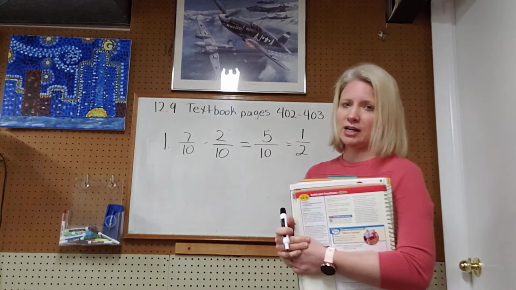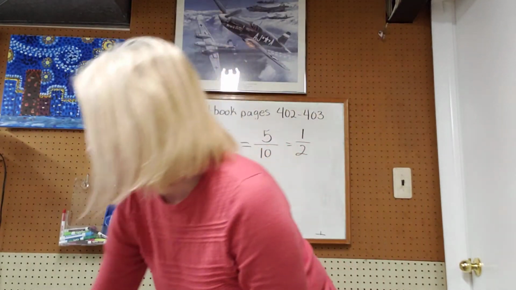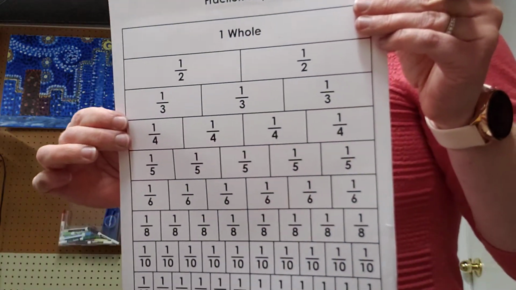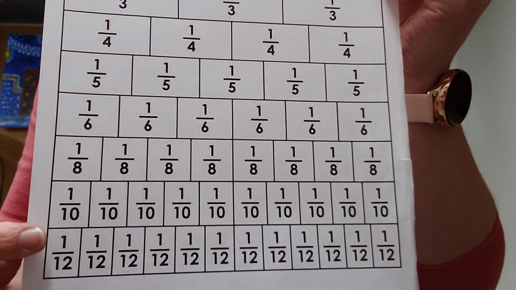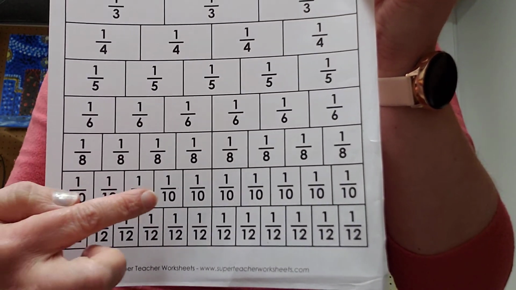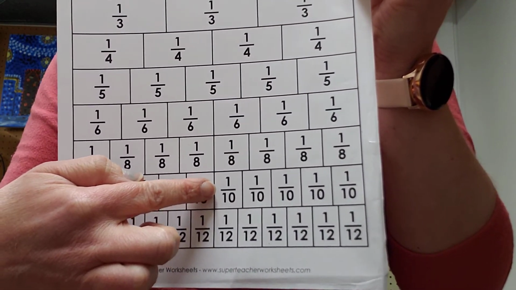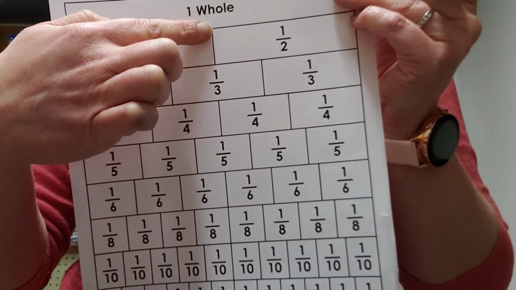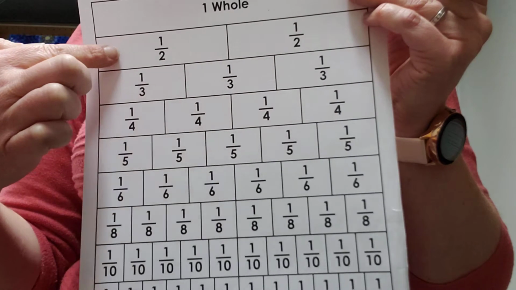You can look on your fraction strips too. Do you want me to show you on your fraction strips? I'll show you that one on the fraction strips. Okay, so we had 5/10. So you look at your tenths. 1, 2, 3, 4, 5. You carry that up, and it's the same amount as 1/2.